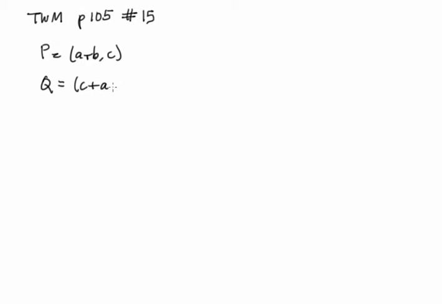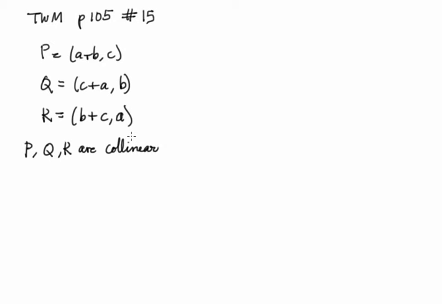This is sum number 15 in TWM, page 105, which we tried in class. The sum says this: there are 3 points, P, which is equal to A plus B and C. Then there is Q, which is C plus A, B, and R, which is equal to B plus C and A. And the job is to show that P, Q, and R are collinear.